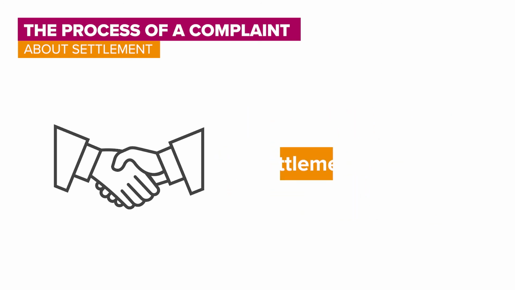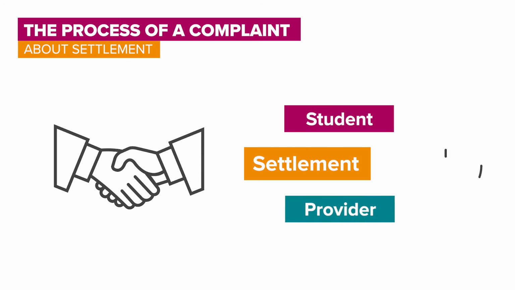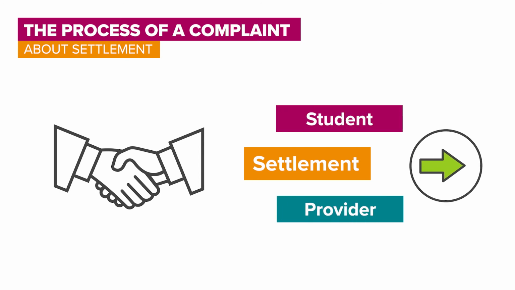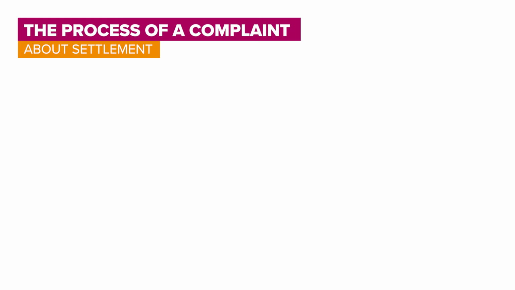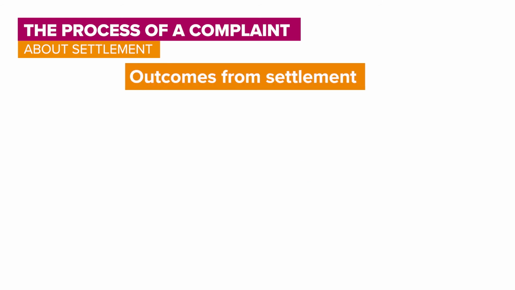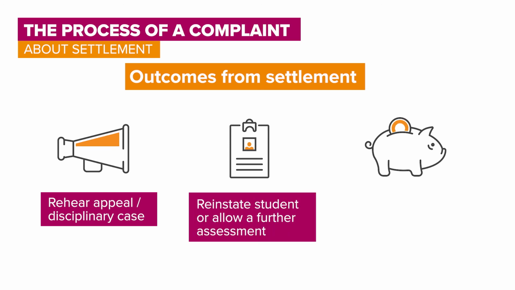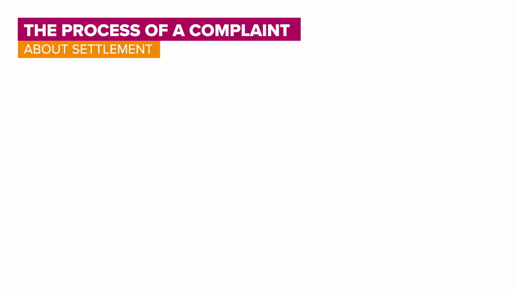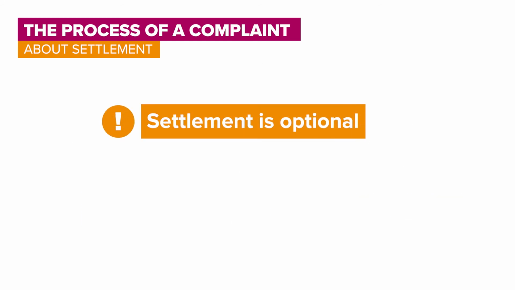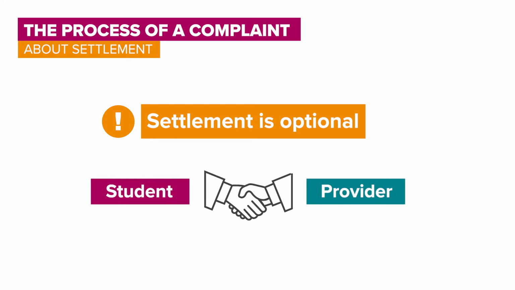Reaching an agreement through settlement can mean that the student and the provider can move forward more positively and more quickly. Outcomes reached through the settlement process have included offers to rehear an appeal or disciplinary case, offers to reinstate a student or allow a further assessment attempt, and financial offers. Settlement is optional and won't be appropriate in every case, and both the provider and the student need to agree to the proposed settlement outcome.